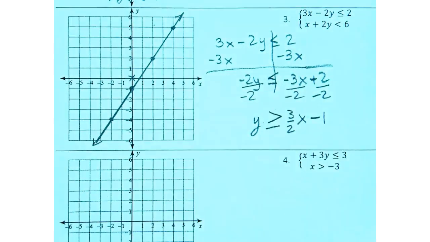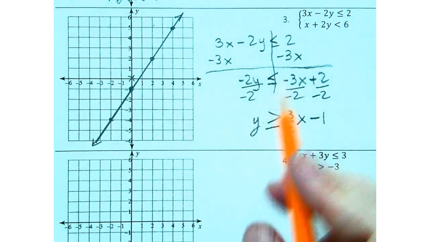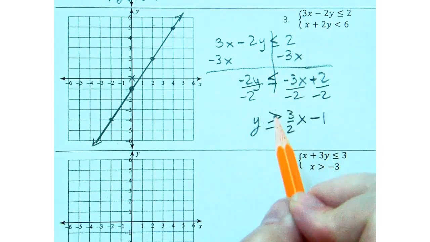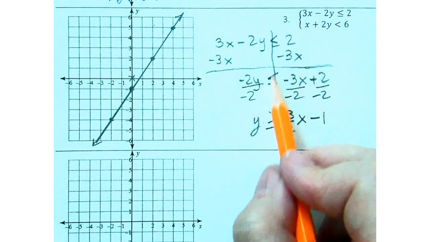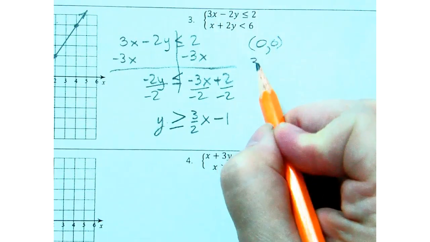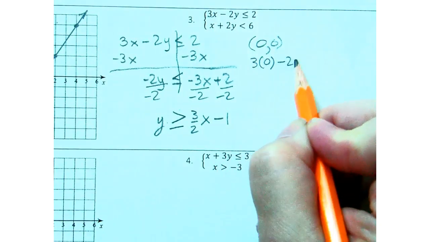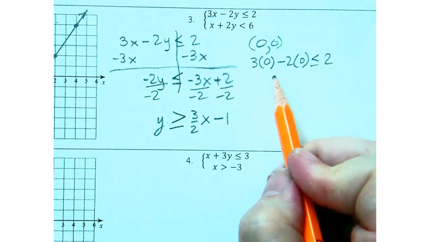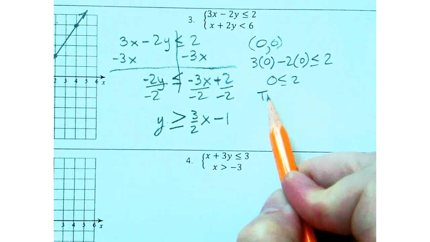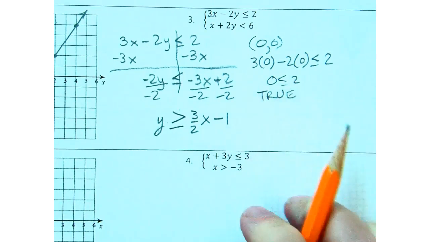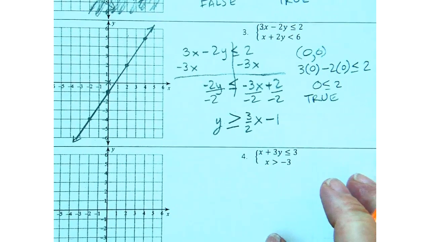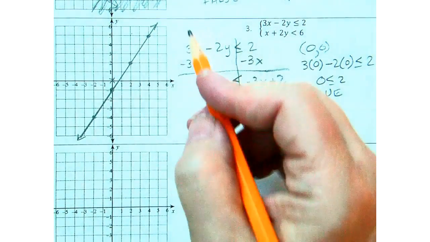Now test the point 0, 0. Choose the original equation to test it in, not the one you just made up. 3 times 0 minus 2 times 0 is less than or equal to 2. 0 is less than or equal to 2. This is a true statement. Draw arrows pointing towards the tested point 0, 0.